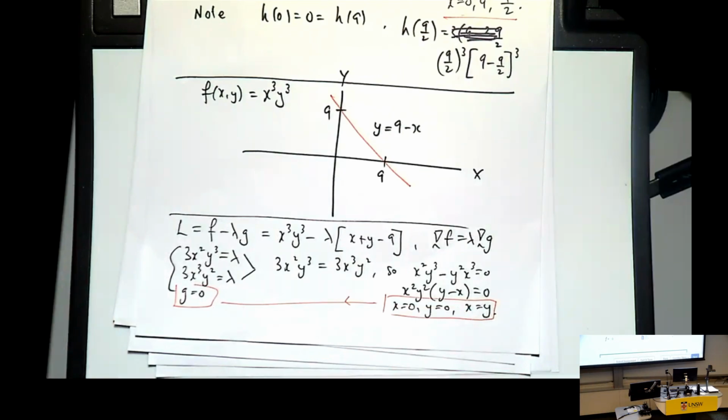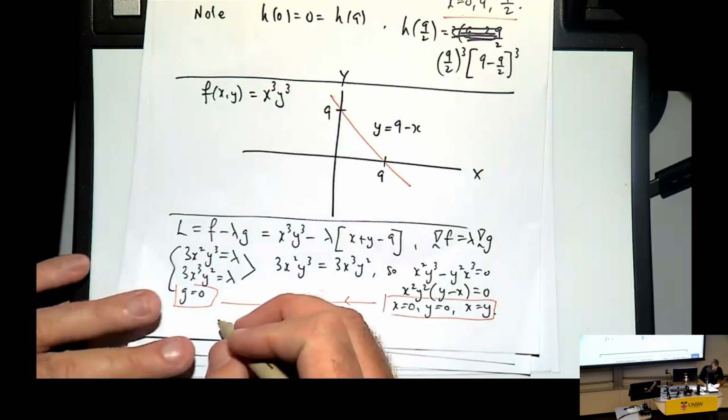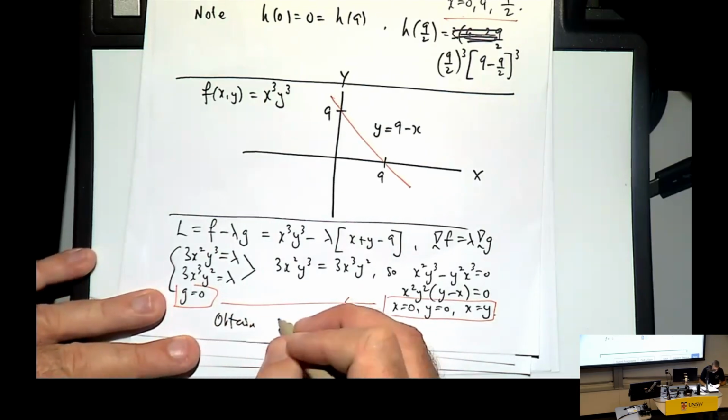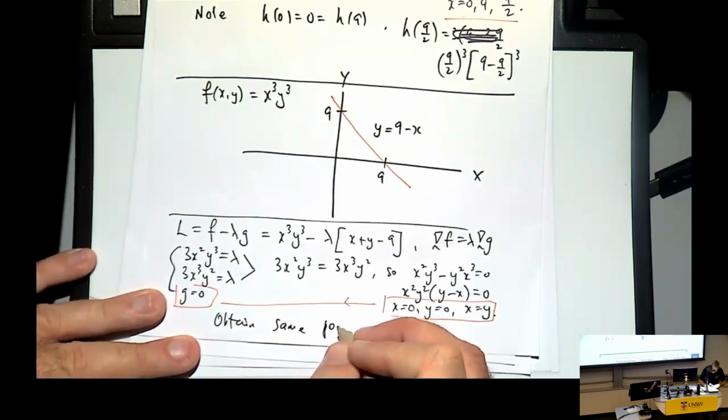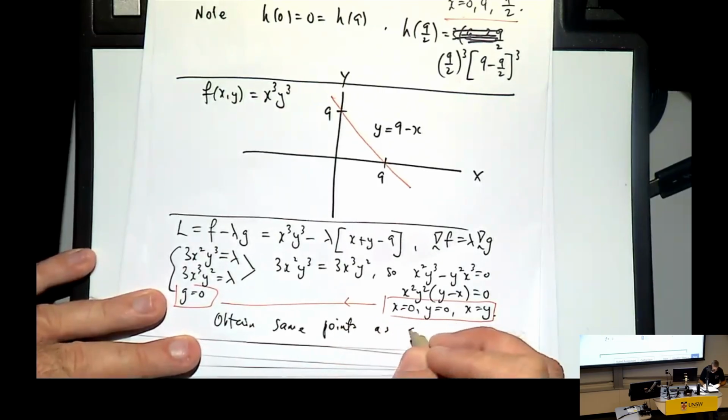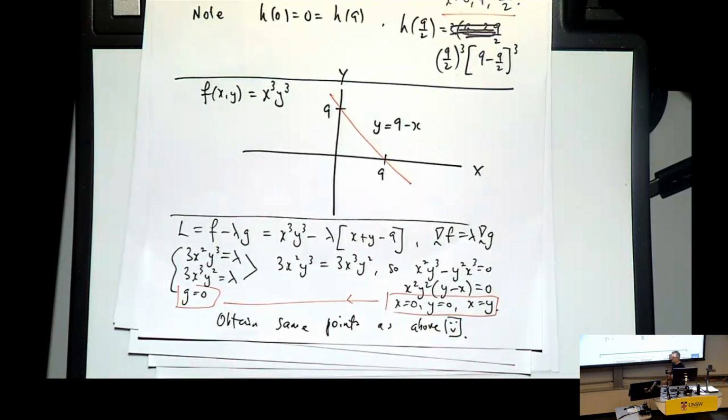Okay, so when x equals 0, y is going to be 9. When y equals 0, x is going to be 9. And when x equals y, you're going to get 9 on 2. So there's 3 options for you. Okay, let us continue.